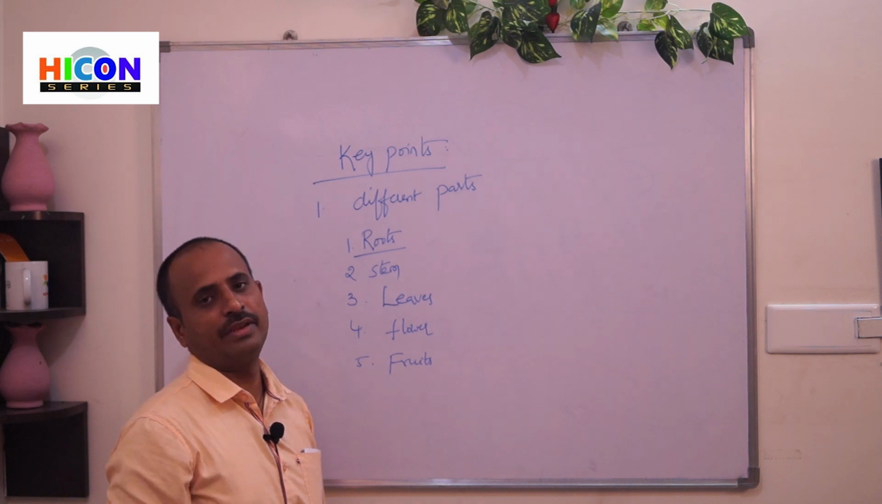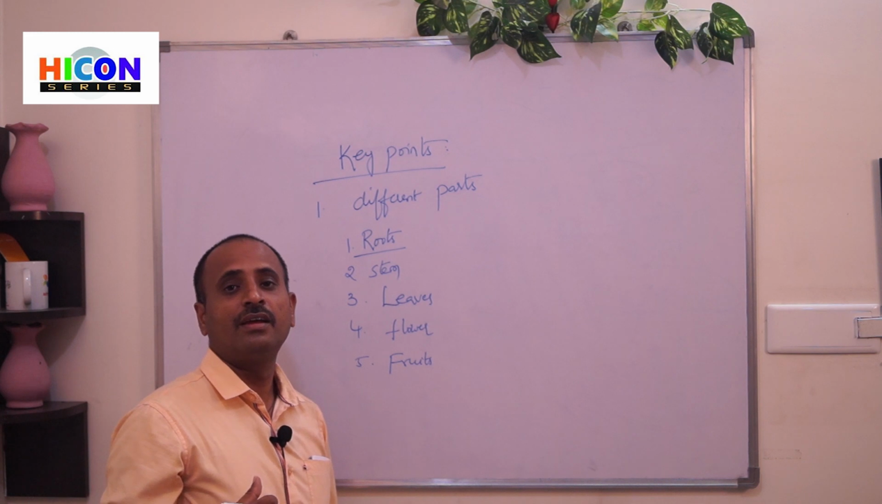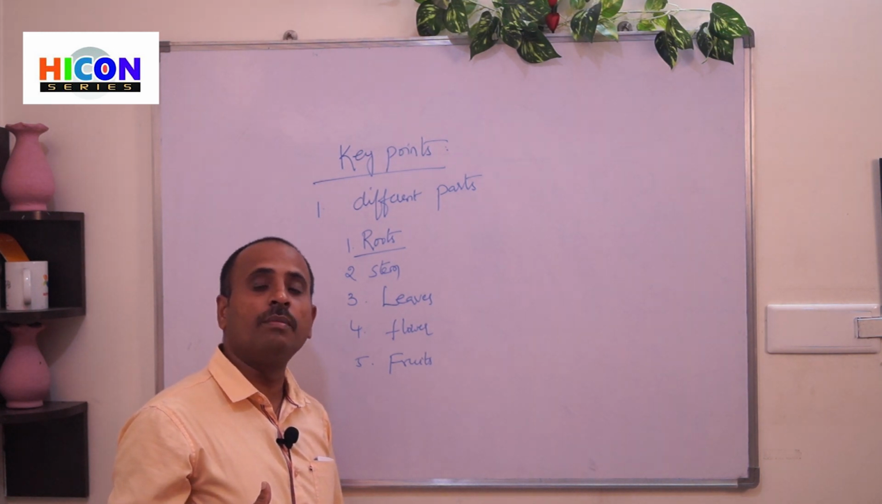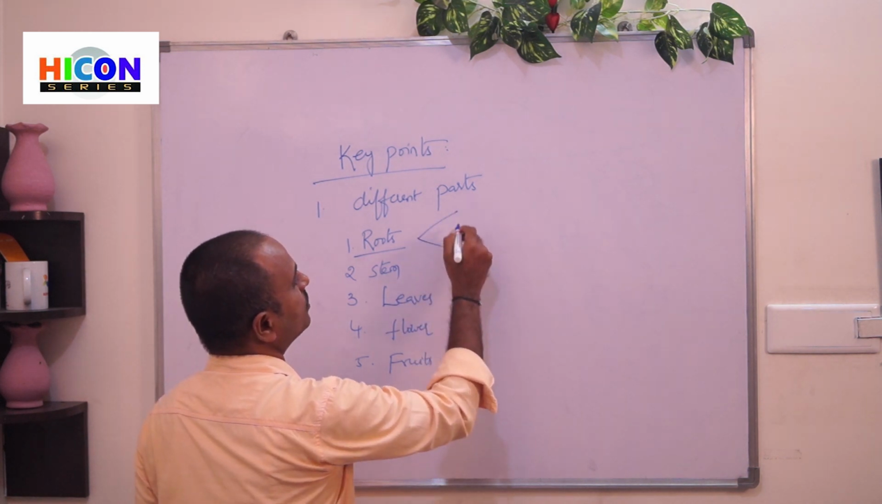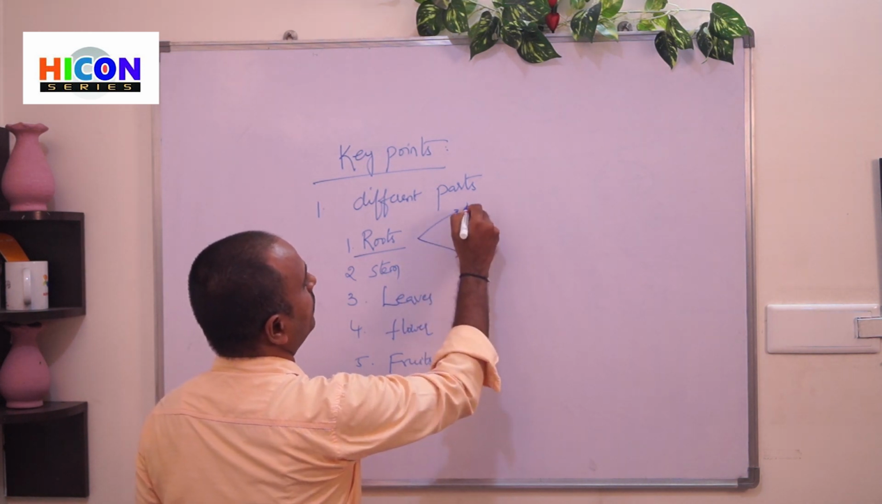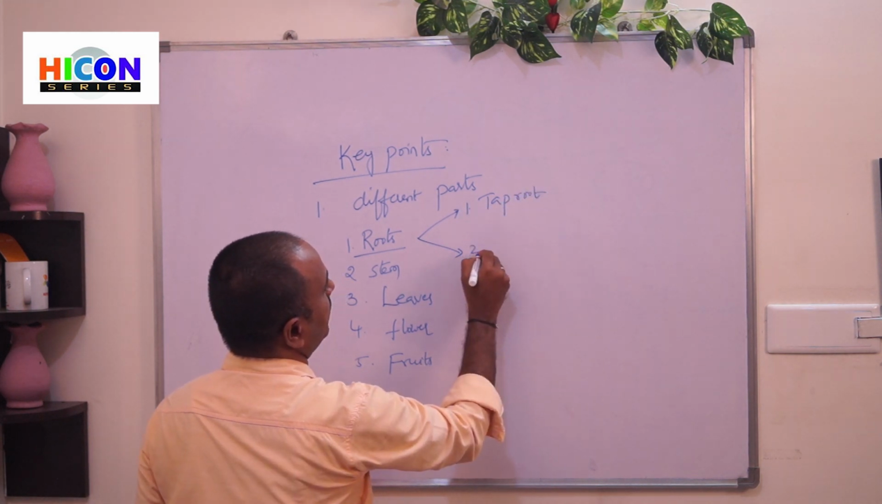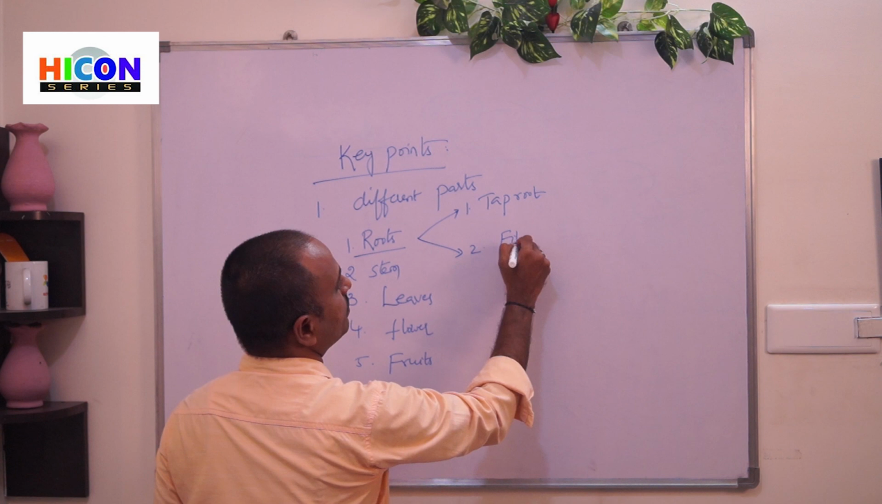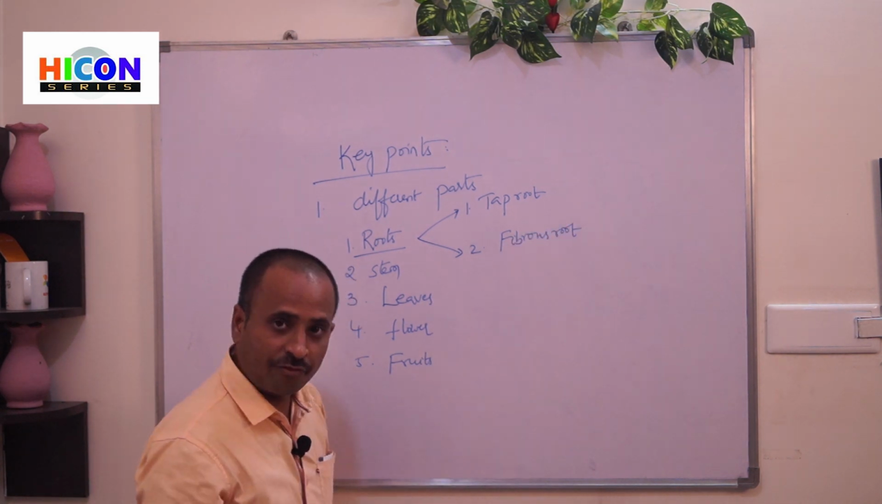Roots give support and hold the plant firmly in the soil, and roots absorb the water from the soil and supply it to all parts of the plant. And there are two types of roots: the first type is tap root and the second one is fibrous root. So there are two types of root system, tap root and fibrous root.